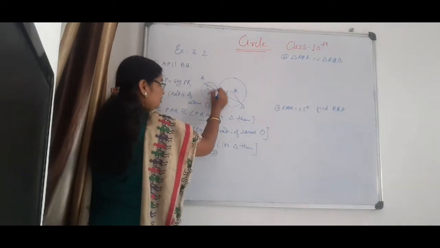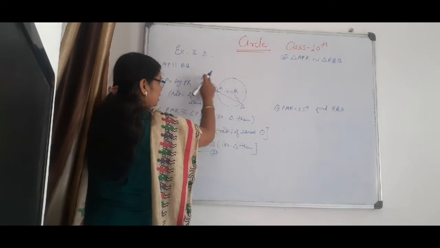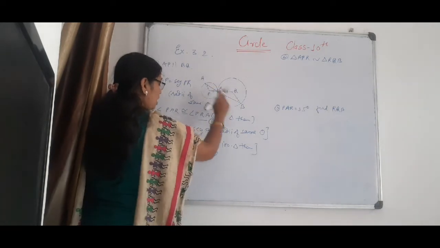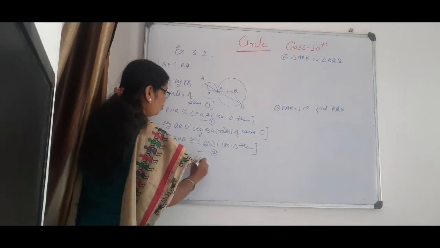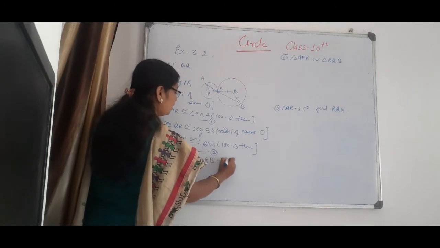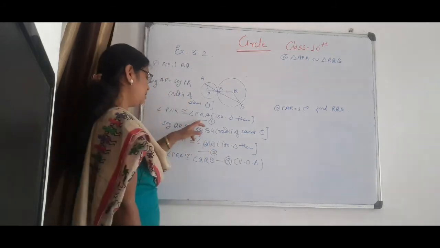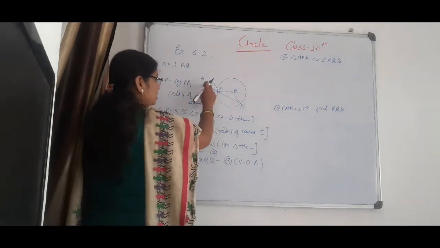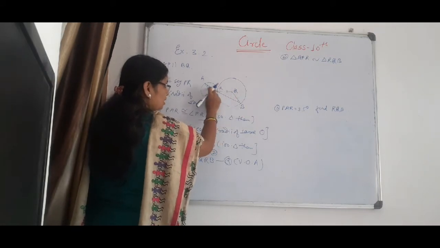Now third, these are which type of angles? Vertically opposite angles. So angle PRA is congruent to angle QRB. It is your third equation, vertically opposite angles. Now let's see the first, second and third.